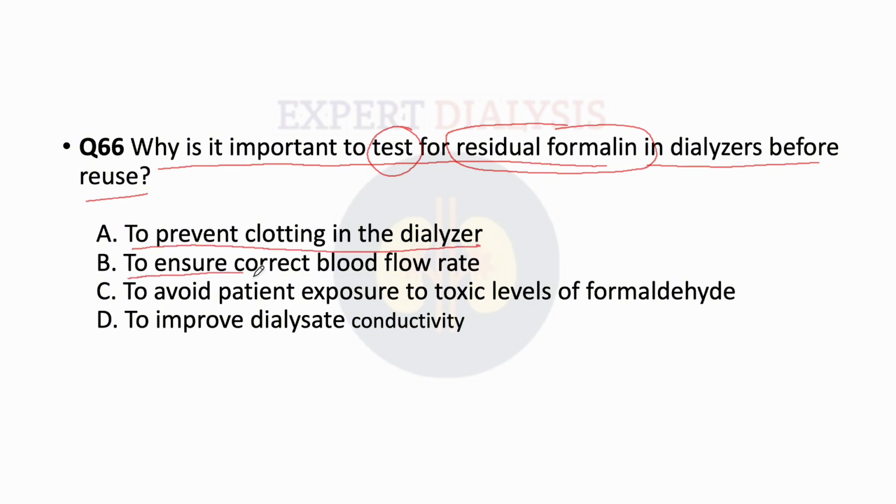Option B says to ensure correct blood flow rate. Option C says to avoid patient's exposure to toxic levels of formaldehyde, and option D says to improve dialysis conductivity. I guess everybody knows what the answer is. There is no direct role of formalin in clotting, so it is a no. Ensure correct blood flow, no, that's also false. And to improve dialysis conductivity, no.